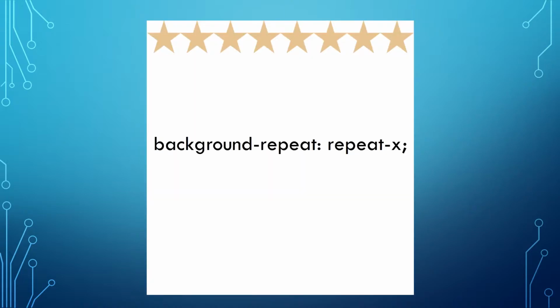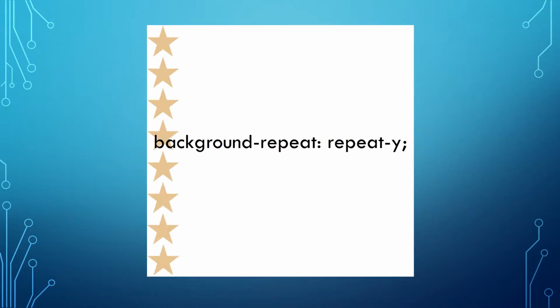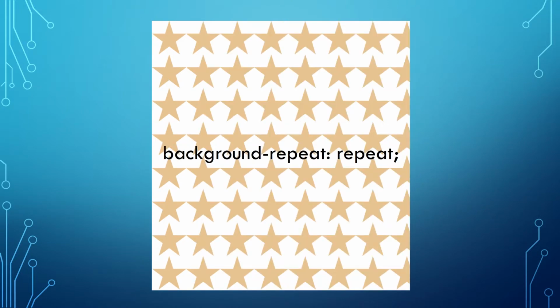Background-repeat has several options. Repeat-x will tile your image horizontally across the screen. Repeat-y will tile your image vertically. Just repeat will tile your image until it fills the screen, but notice how the stars on the right are cut off. You can solve this with one of two other options.